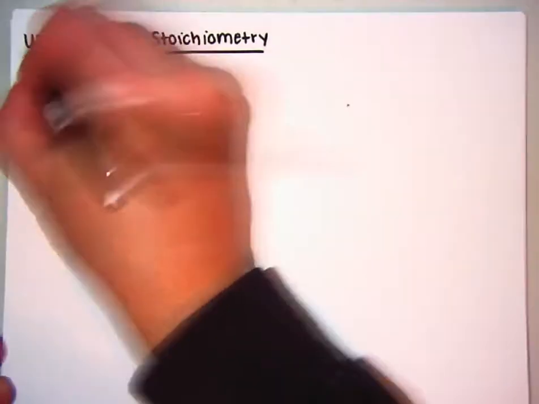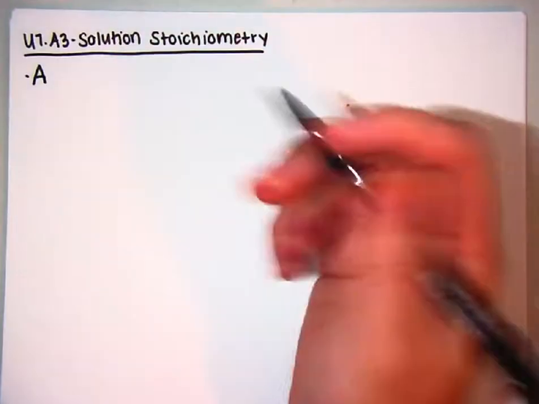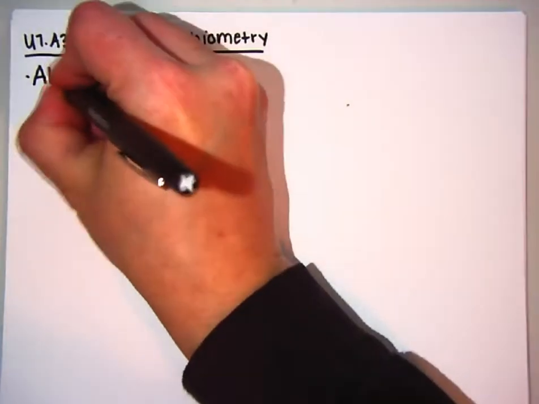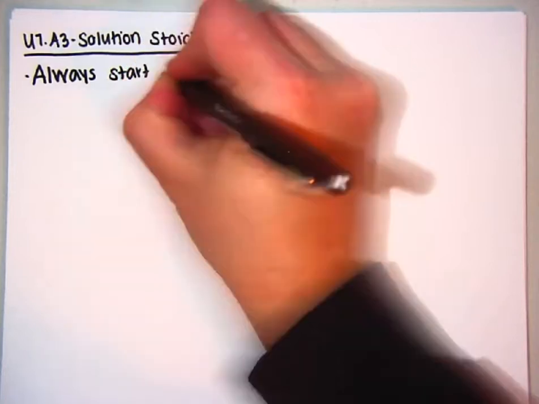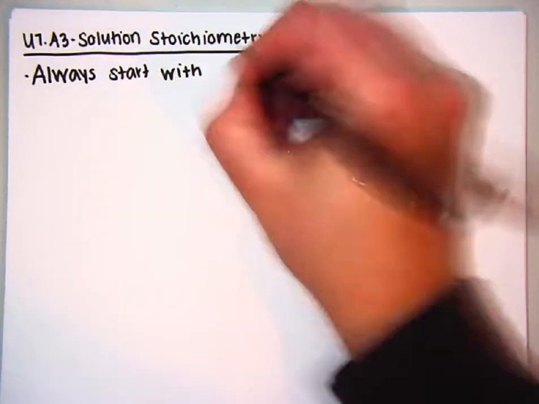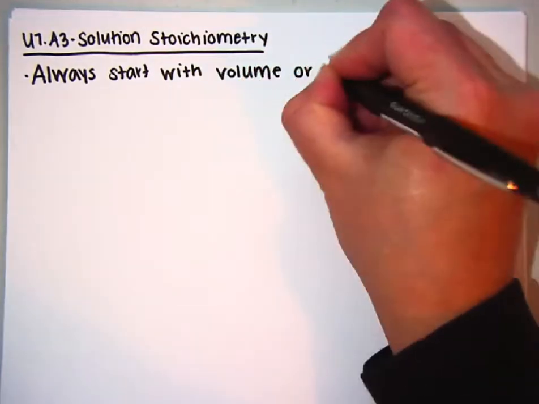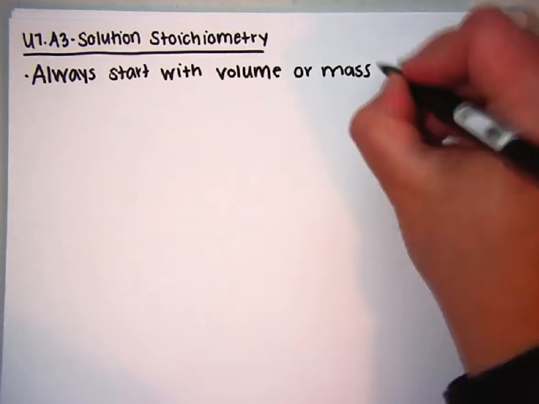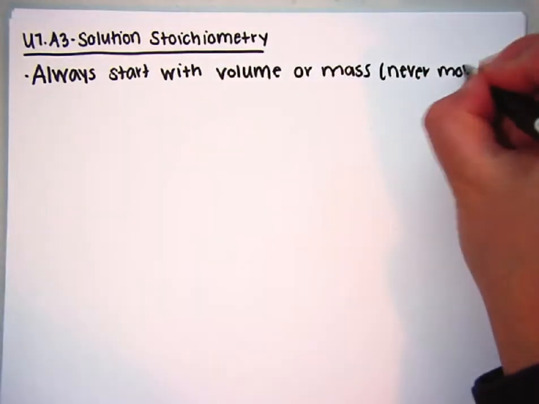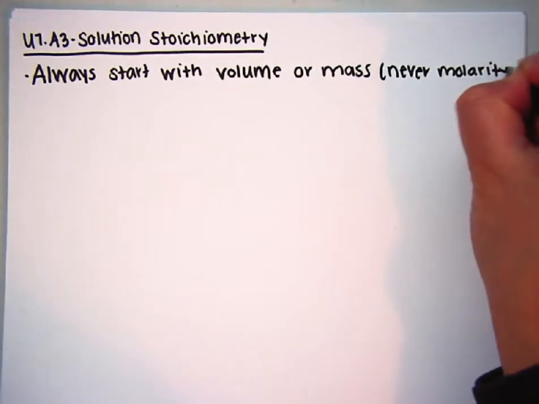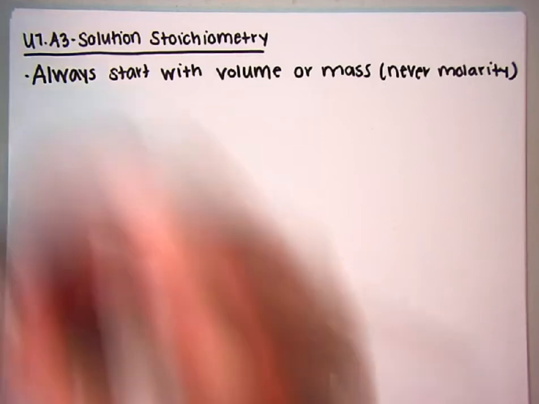So a few reminders before we get to the example problems. In many of these problems, you're going to have two givens. Always start with either volume or mass. Never start with molarity. Always start with either volume or mass depending on what the problem gives you.